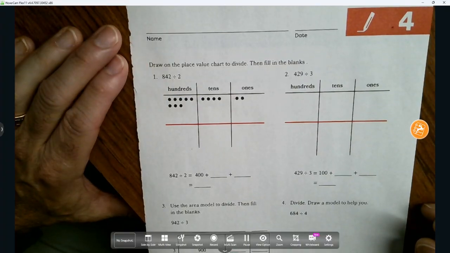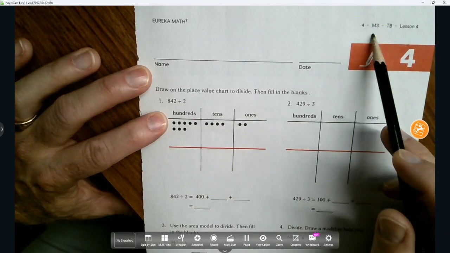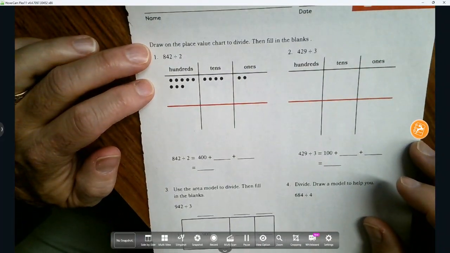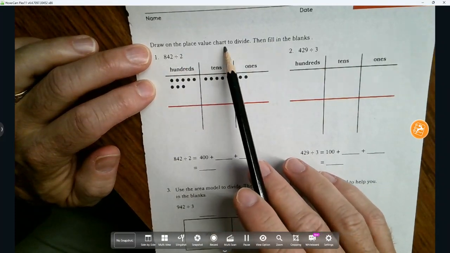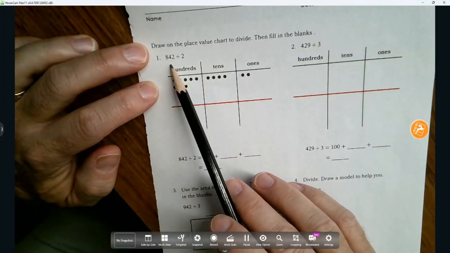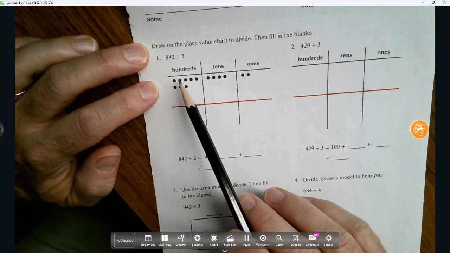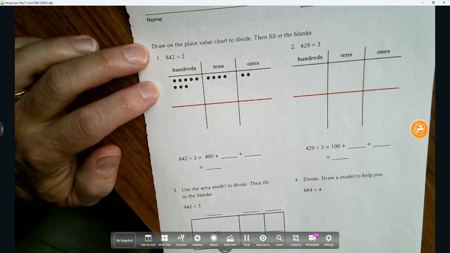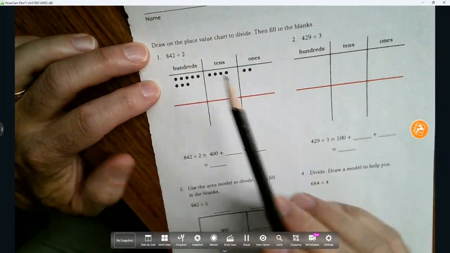Eureka Math Squared, fourth grade edition, fourth grade, module 3, lesson 4. So this one we're dividing. All right, we're going to draw the place value chart to divide and fill in the blanks. So we have 842 divided by 2. We have 1, 2, 3, 4, 5, 6, 7, 8. There's our 800s. There's our 4 tens. There's our 2 ones. We're dividing by 2.